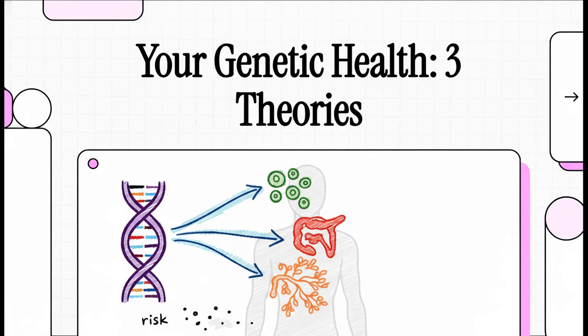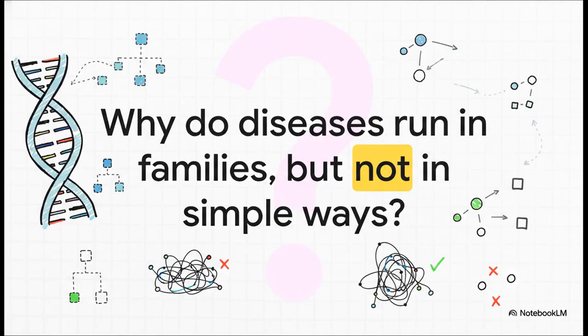All right, today we're jumping into one of the biggest debates happening in human genetics. We're going to explore three competing theories that are all trying to answer a really fundamental question. What actually determines your risk for complex diseases? You know, it's a puzzle that has been on scientists' minds for over a century.